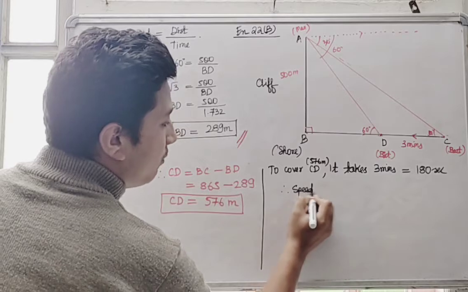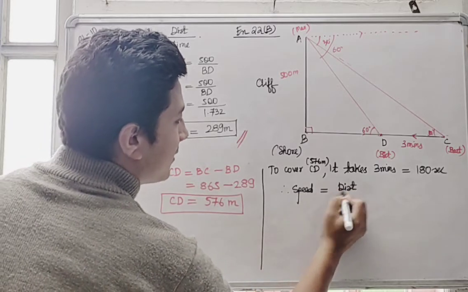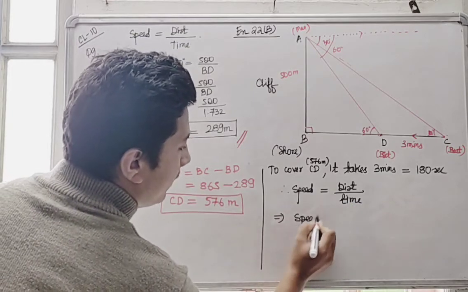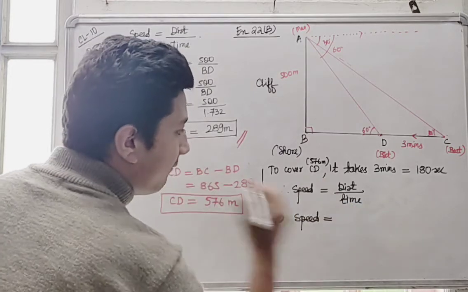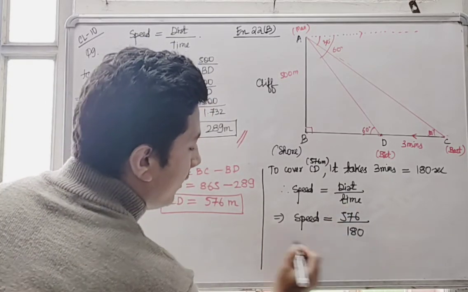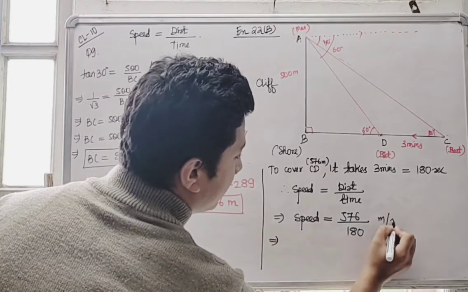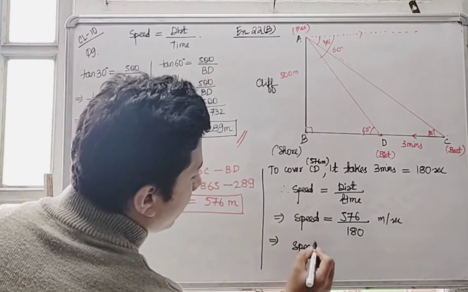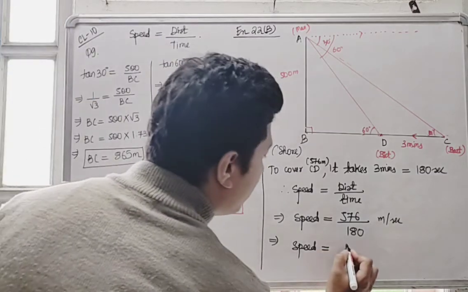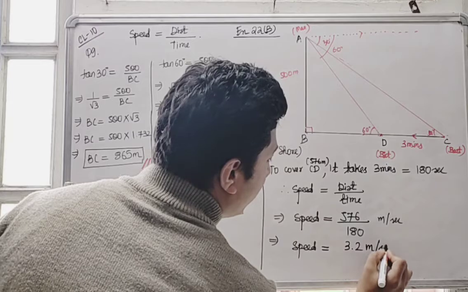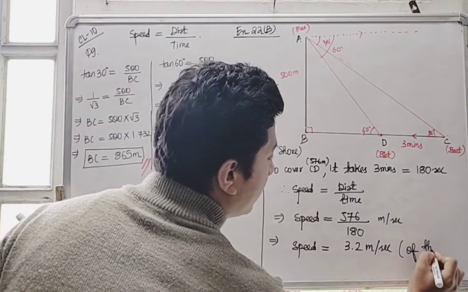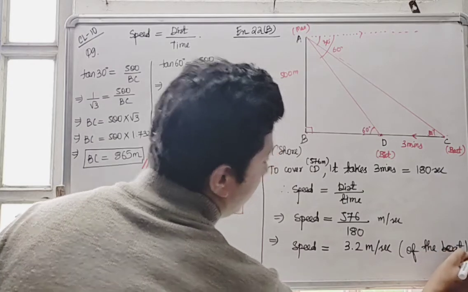Obviously, we know speed equals distance divided by time, and therefore speed equals 576 meters divided by time taken, which is 180, and this is meters per second. And boys, if you divide 576 by 180, then you'll get 3.2. So 3.2 meters per second is the speed of the boat, which is actually answer number 2.